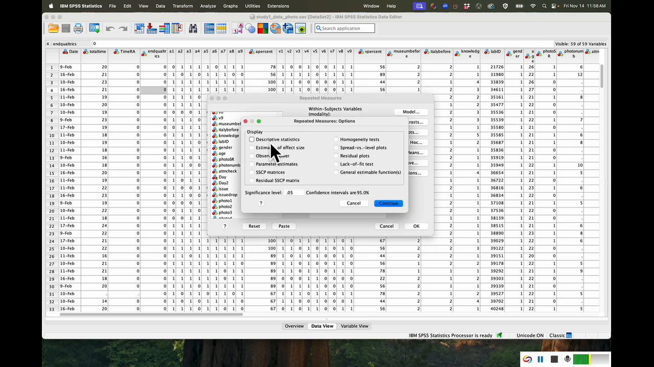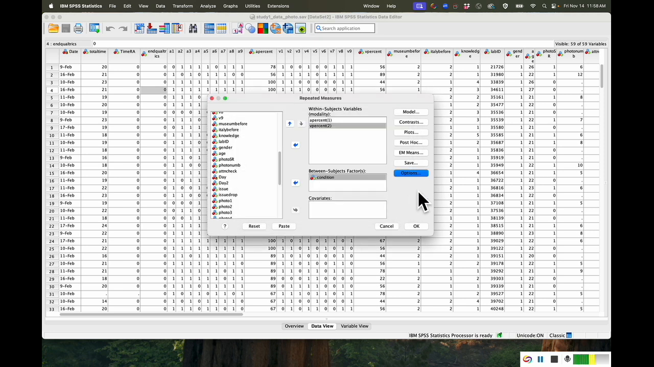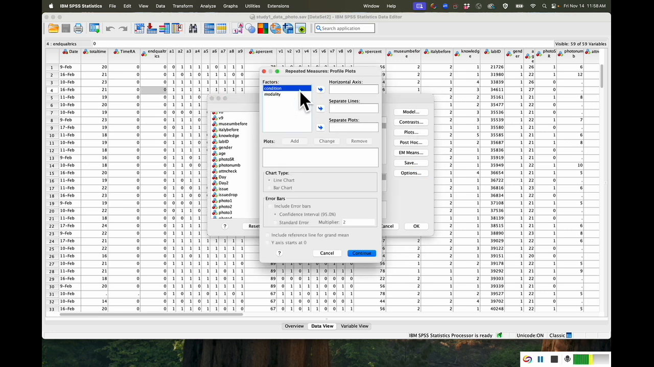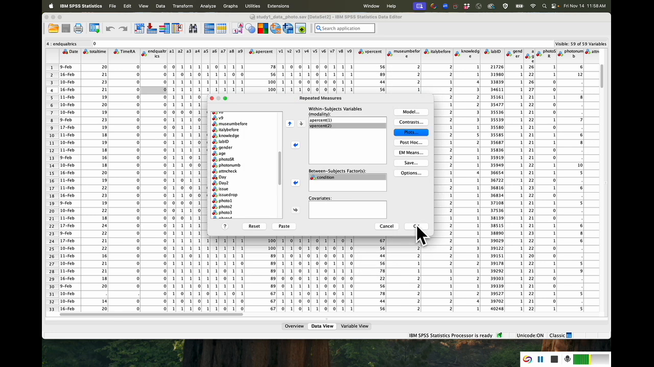We're going to go to options to get our descriptive statistics. That's our means and standard deviations. Click continue. And we'll go to plots to be able to look at what's happening. And you'll see that the factors are both here, both the within and the between. So we're going to do condition and modality, click add. Let's do a bar chart. And we always include an error bar so we get an idea of how the means vary in terms of their spread. Click continue and OK.